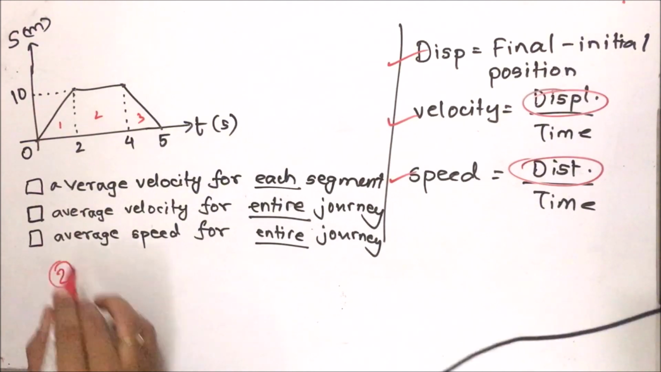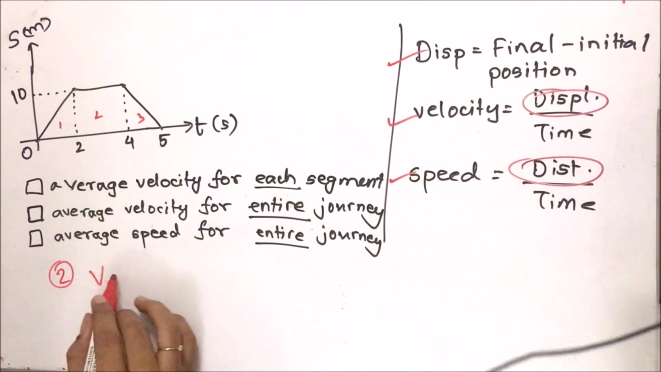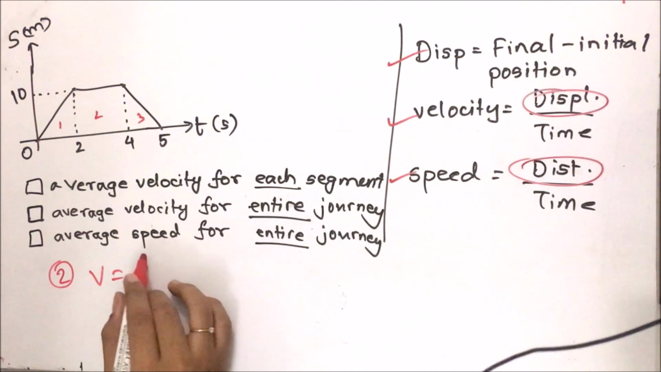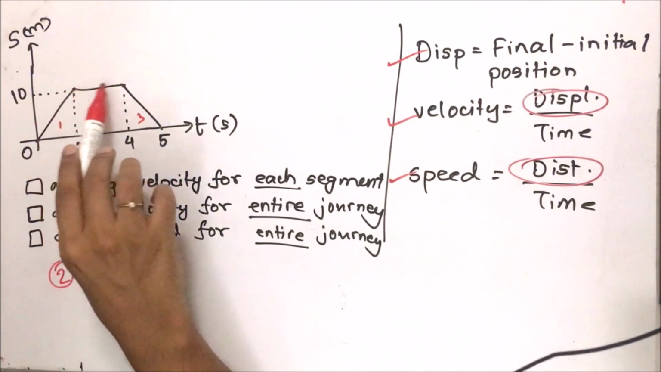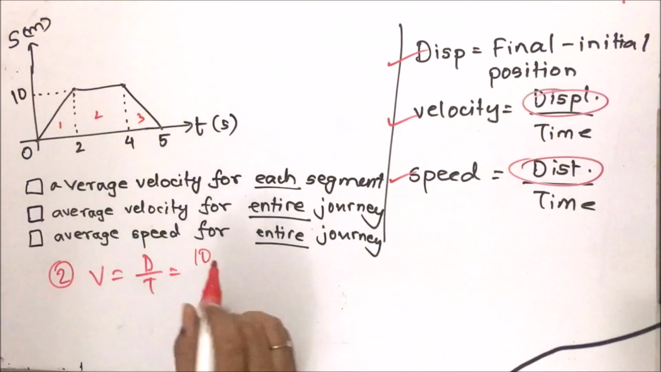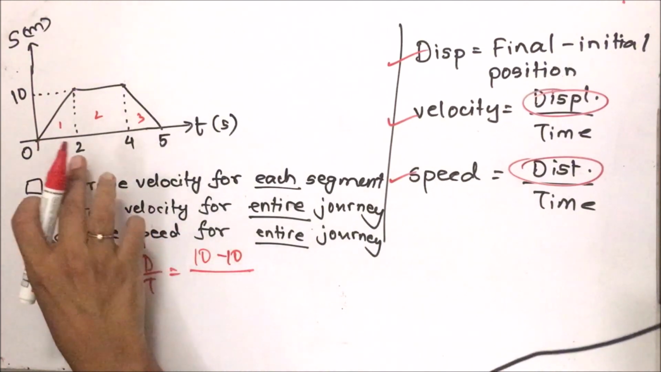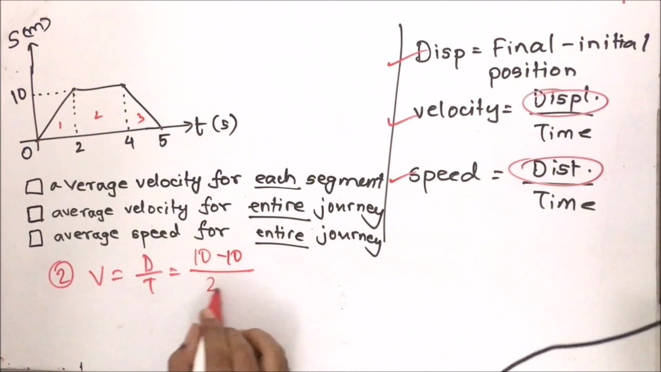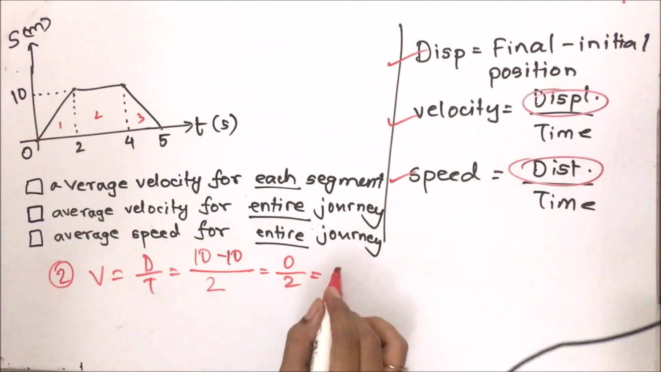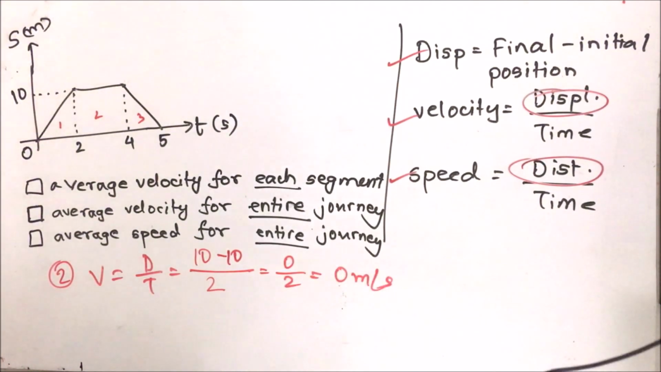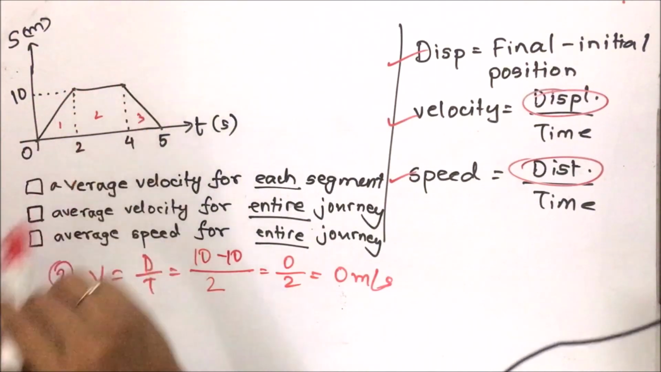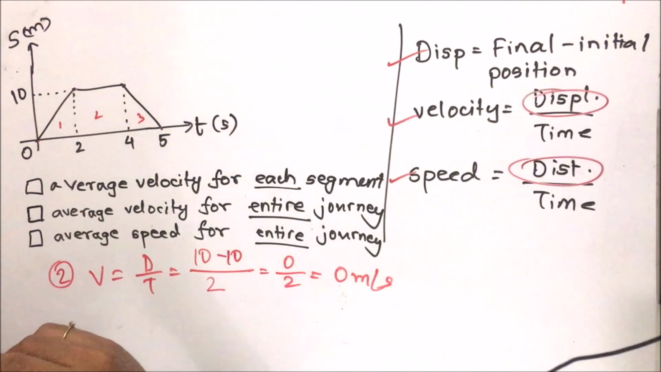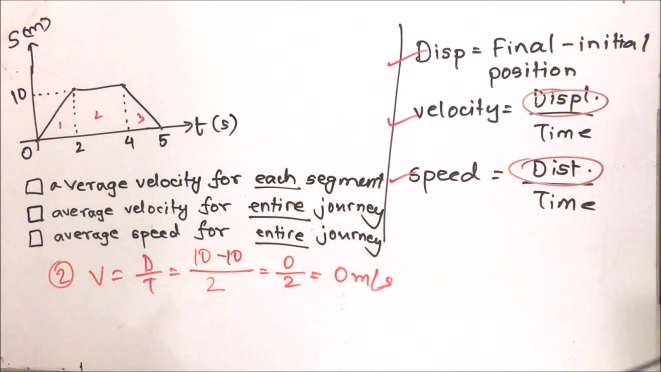For the second segment, once again, the average velocity is the displacement by time. Okay, so what's the displacement? Displacement is the final minus initial position. The final position is 10, the initial position is also 10. The time taken is 4 minus 2, that is 2 seconds. That is 0 by 2, which is 0 meters per second. See, we have already discussed that when the displacement time graph has a horizontal line or 0 gradient, the particle is stationary, or whatever is traveling is stationary. So here it has already been proven by the formula.